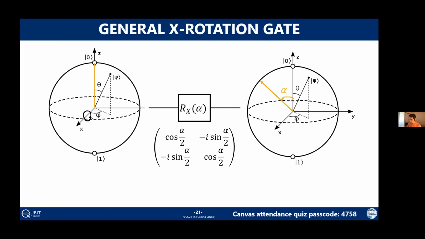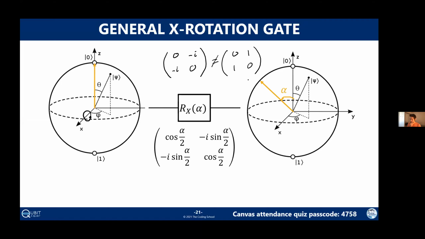Okay, now I will make a small technical note here, which some of you might have noticed. If you actually plug in pi, a 180-degree rotation here, you can work it out, but in fact, what you end up getting is this, which, spoiler alert, is not equal to the x gate that I showed you before.